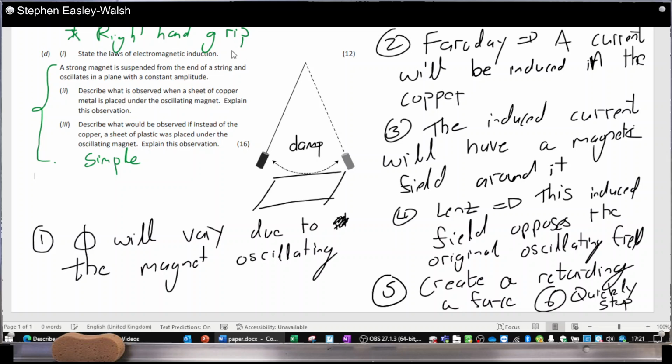Right-hand grip law says that if you hold your hand as if you're gripping the wire with your thumb directed in the direction of the current, the magnetic field will be in the direction of your fingers. Perhaps they would like that mentioned in part 1 as well. 12 marks. Maybe they want 3 laws here. 4, 4, 4. That would be the only other relevant law here.